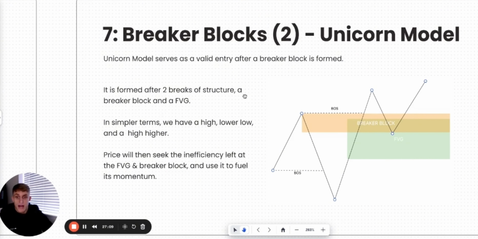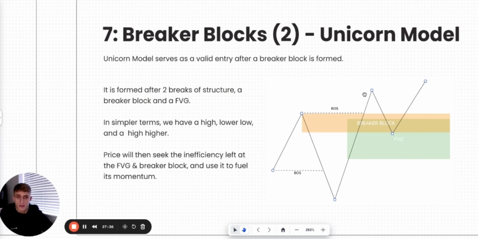So what we'll have is a low, a high, a low, a low, high, high, and then what's formed in this big bullish push is a fair value gap. We've got the breaker block here. It's being disrespected, as we can see. This zone here is what we'll call a unicorn zone. So what's happened is price just came back down, revisited this fair value gap, filling that inefficiency, and fueled it for a big, big bullish move.